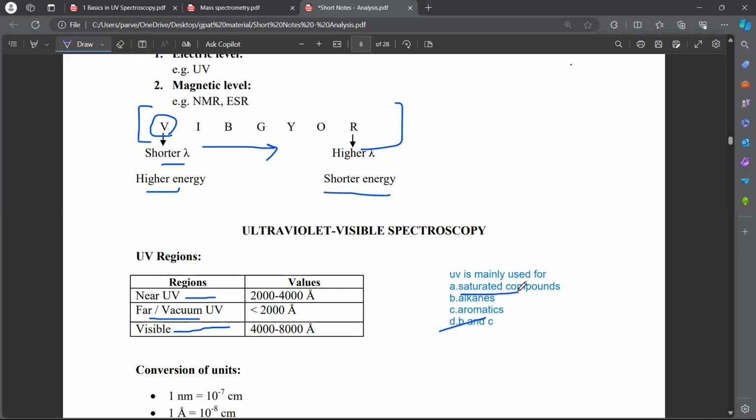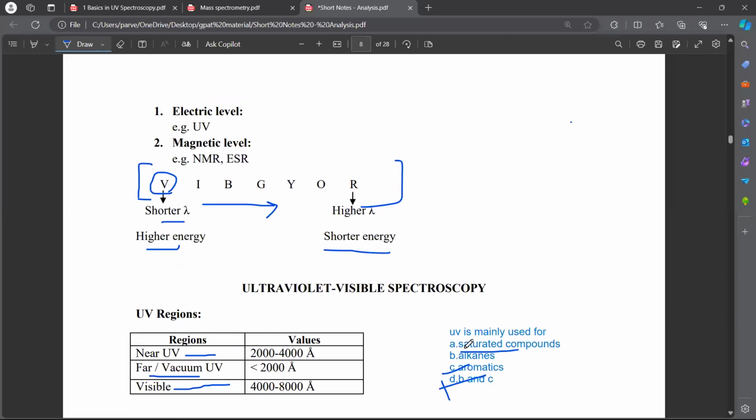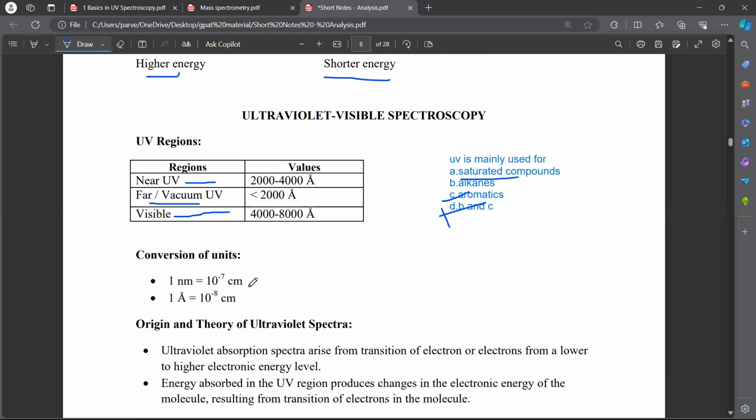Basically, saturated compounds are not easily excited by the normal UV range. They generally fall in the vacuum UV, so it's not B and C, it's only for the aromatics. Only aromatic, unsaturated compounds get detected by the UV, and the saturated compounds are generally difficult to detect by the UV because we have to use vacuum UV, which has high energy and a very low wavelength. I think you guys have the idea about this.